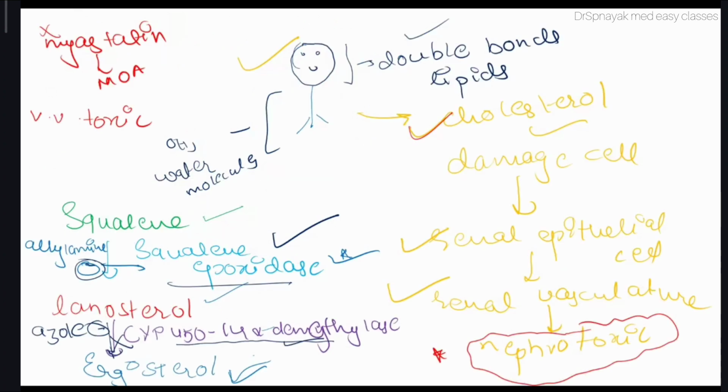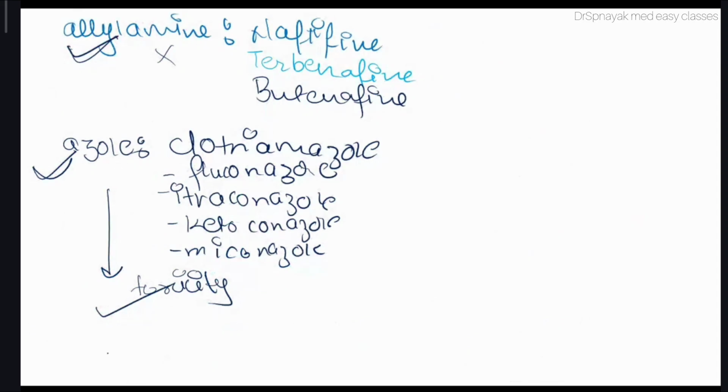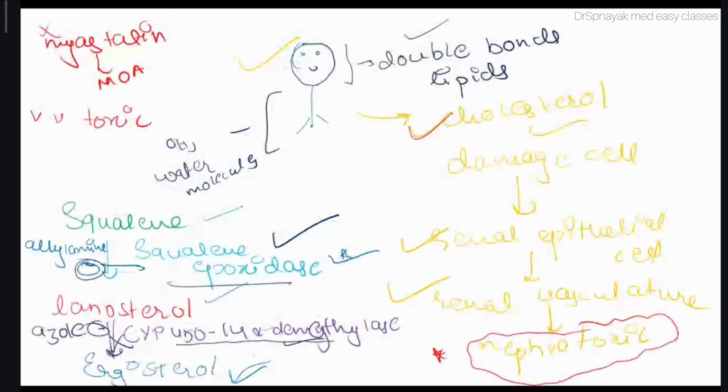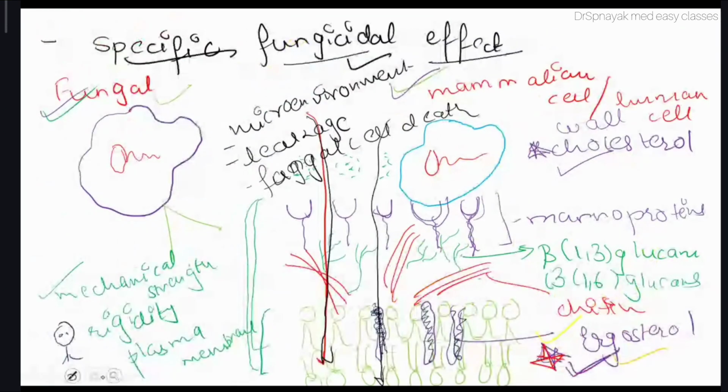Then we have another antifungal class which is known as echinocandins. There are two very major advantages of echinocandins over allylamines and azoles that we'll discuss. First, echinocandins. What this echinocandin does is block an enzyme. Which enzyme? This enzyme is found in the cell wall of the fungus.